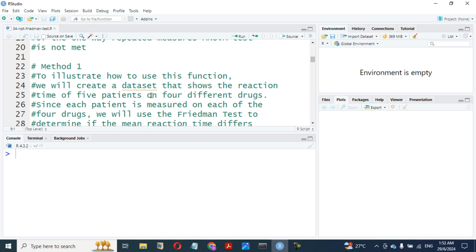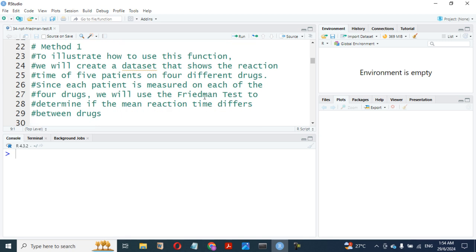Sometimes the data set may be collected in different ways. Maybe they are the same specimen, but they are repeated for each different section of responses. So you have to know how to arrange data properly. To illustrate the first method, we will curate a data set that shows the reaction time of 5 patients on 4 different drugs.